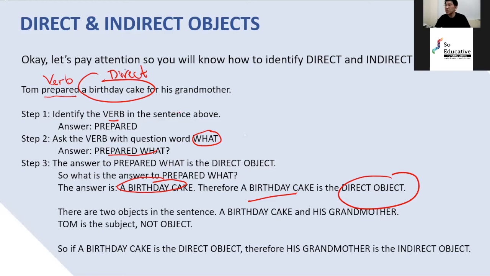Now, what is the other object here? Because there are always two objects. His grandmother. And this one is the indirect object. And as I said earlier, Tom is the subject. The person doing the action word is the subject.